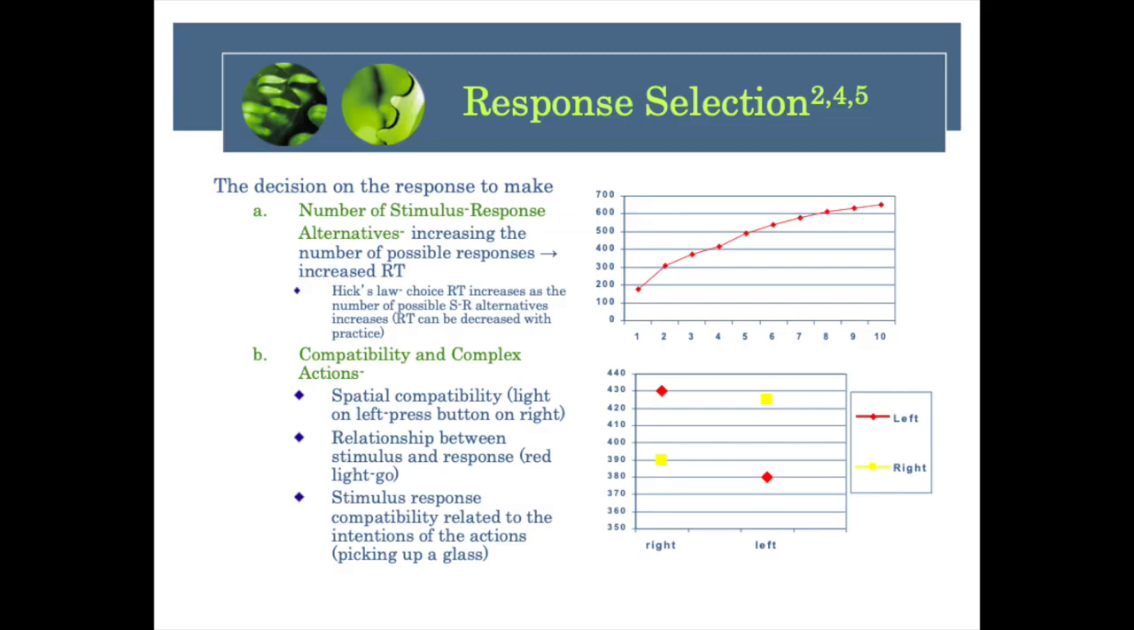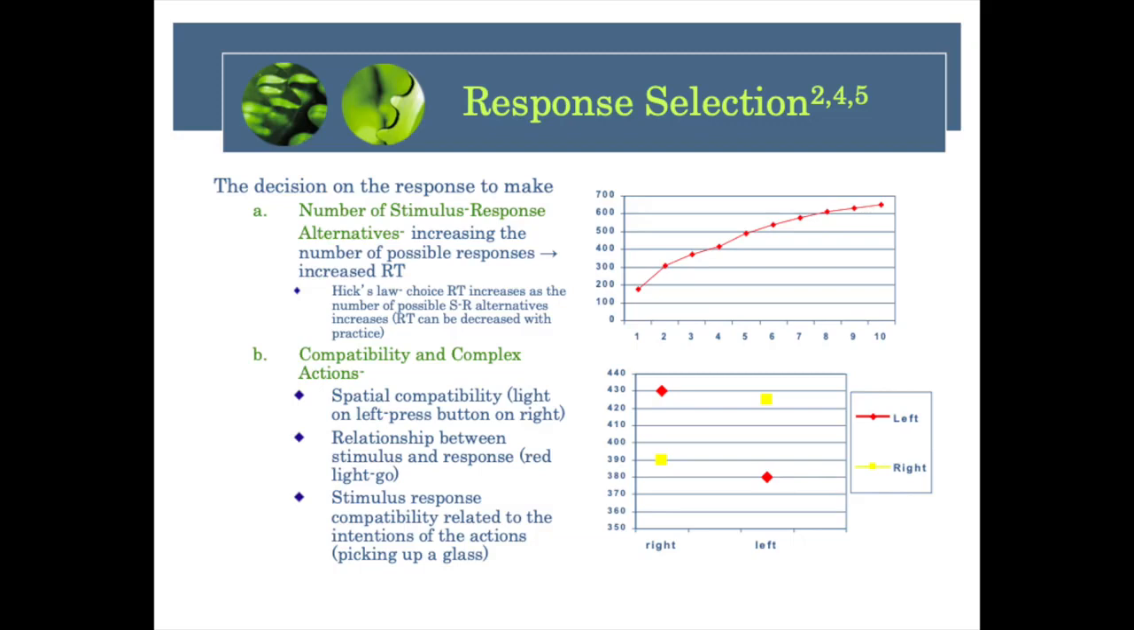The first is the number of stimulus-response alternatives. As the number of alternatives to the response increases, your response time will increase. This is called Hick's law, and there's a lot of research demonstrating it. That's why it's a law versus a theory, because we have so much evidence on it. As the number of potential responses increases, it takes you longer to filter through all these potential responses and longer to make a decision. Thus, your response time increases.